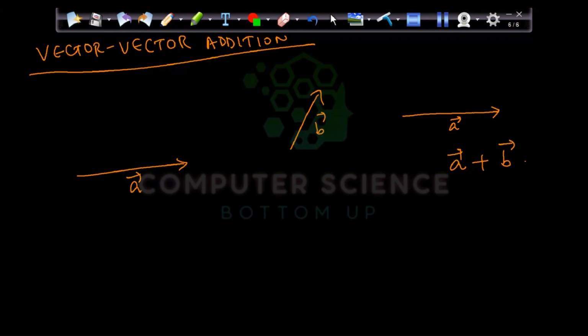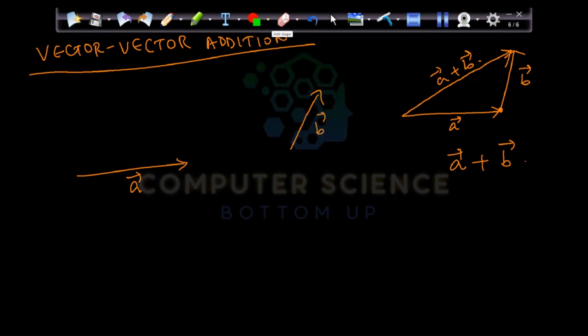Then you just put the initial tip of the b vector on the arrow of the a vector, and this is your b vector now. And this makes a triangle. The third side is what is a vector plus b vector. This is the triangle law of vector addition, and this is how you get a vector plus b vector.